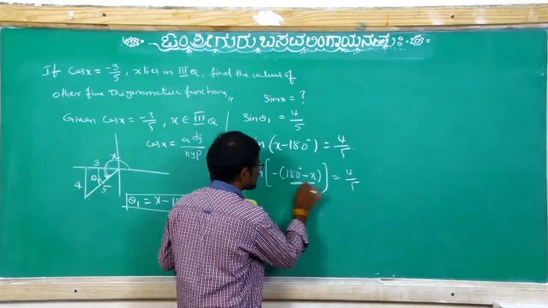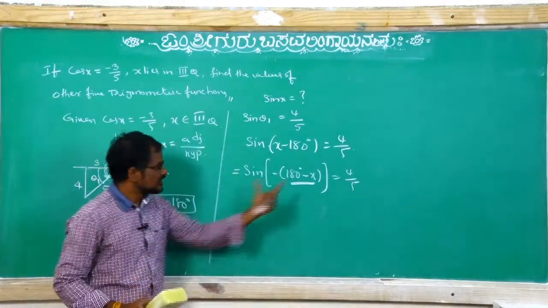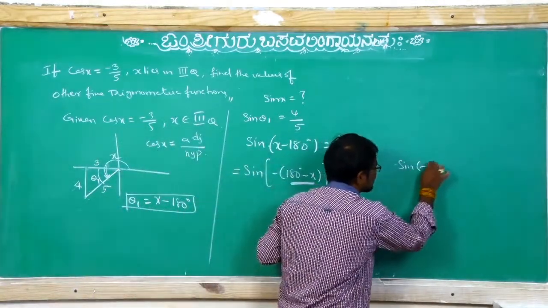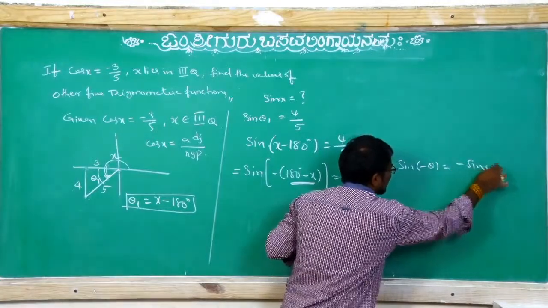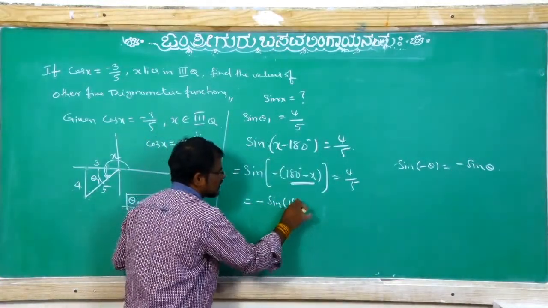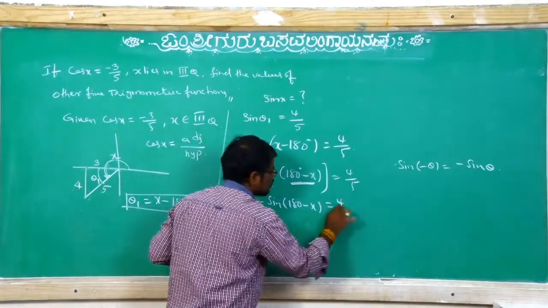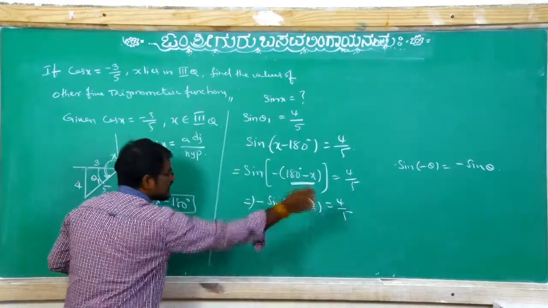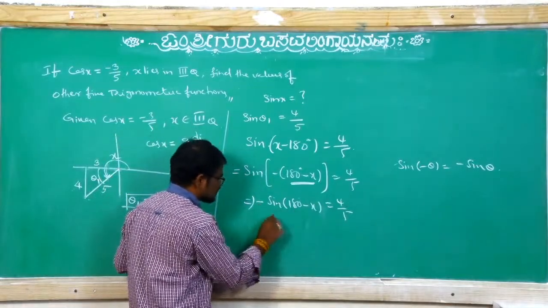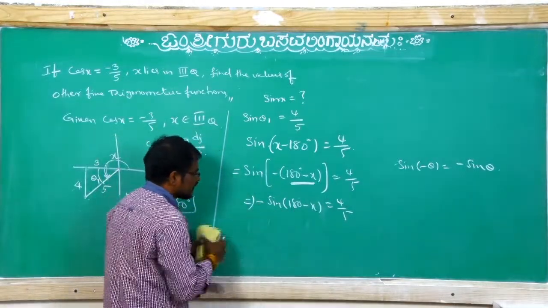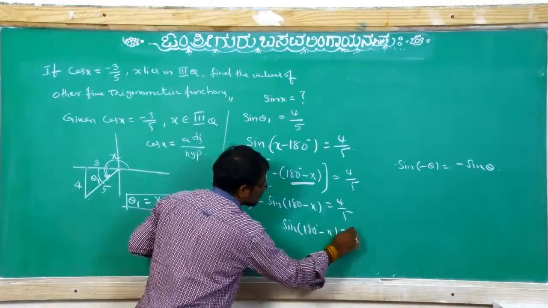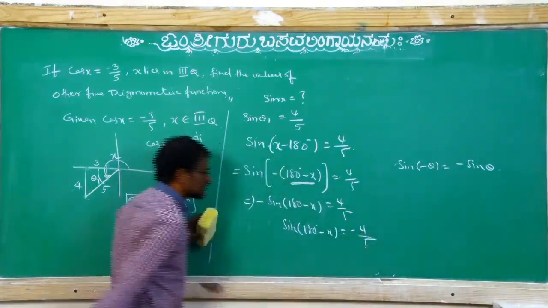Now treat this as theta. Now it is in the form of sine of minus theta equal to what? Minus sine theta. So by using that, minus sine of 180 minus x equal to 4 by 5. Multiply with minus. If you multiply with minus, here what will you get? Plus. Here what is remaining? Sine of 180 minus x equal to minus 4 by 5.